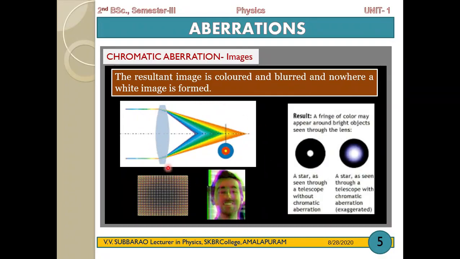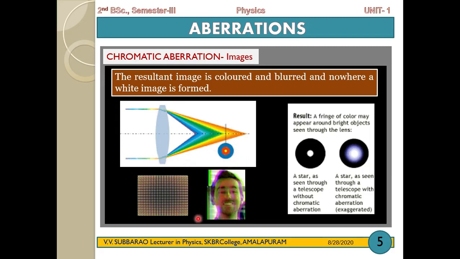In this diagram, we can clearly see the focusing of various colors by a lens. Here the incident light consists of all the colors, that is a mixture of colors, or otherwise you can call it a white ray. Dispersion takes place when it passes through the lens, and in this diagram we can clearly see the focusing of various colors from violet to red. If we place a screen here, we will observe a multicolored disc-like image instead of a point-sized white object. This defect is called chromatic aberration.